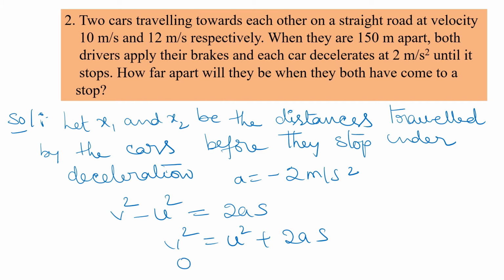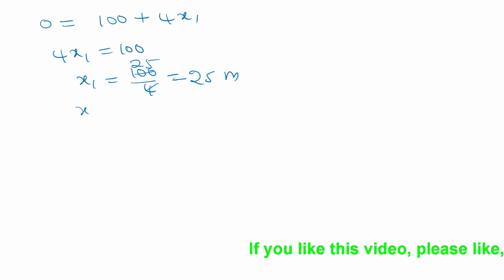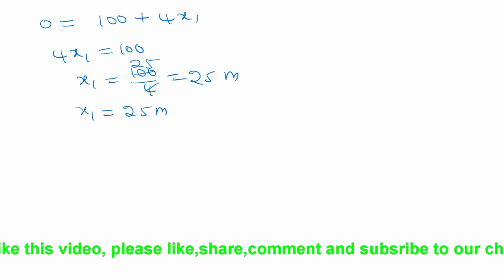Substituting v as 0, 0 square is equal to u, given as 10, 10 square plus 2 into minus 2 into, first we assume that it is x1. So 0 is equal to 100 minus 4x1. So from this 4x1 is equal to 100, x1 is equal to 100 by 4, so 25 meters. Here we are getting x1 is equal to 25 meters.